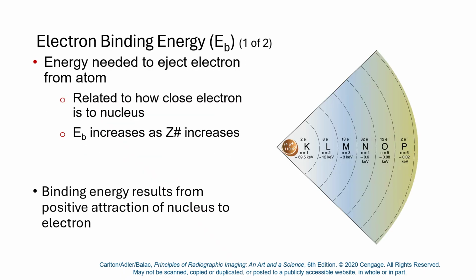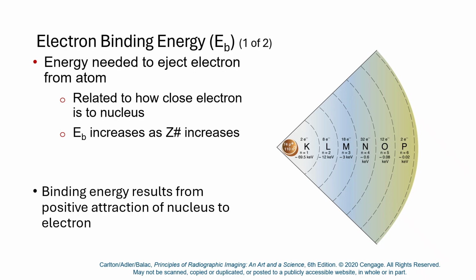Electron binding energy. Binding energy is a manifestation of the attractive force of the nucleus to the electron. Okay? And so it's related to how close the electron is to the nucleus in the Bohr model. Remember, this is not a physical model, so the electron is not really closer to the nucleus. It's in a lower energy state relative to the nucleus.